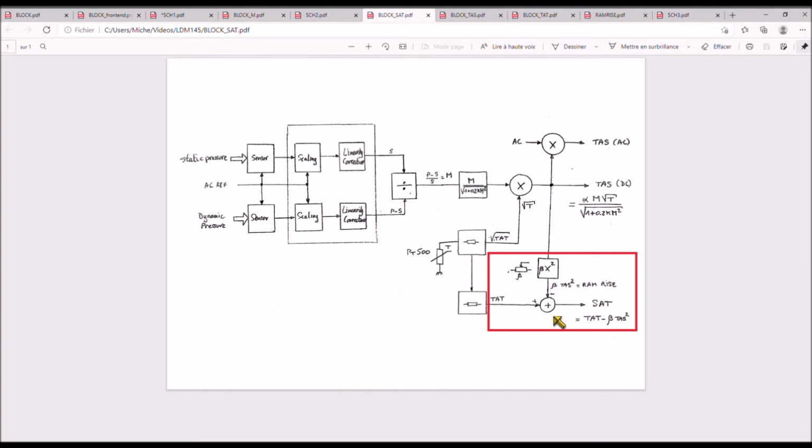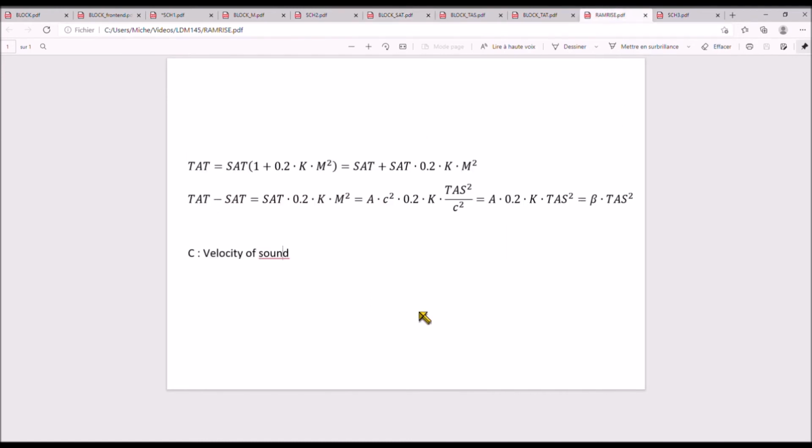The static air temperature is computed from the total air temperature. So let's perform some calculations. We know, thanks to the adiabatic formula, that the total air temperature equals the static air temperature multiplied by this coefficient here. We have already seen. So we can calculate that the difference between the total air temperature and the static air temperature equals static air temperature multiplied by this thing here.